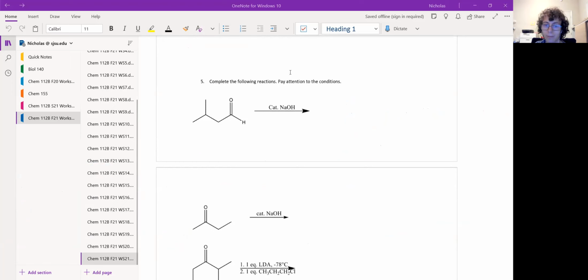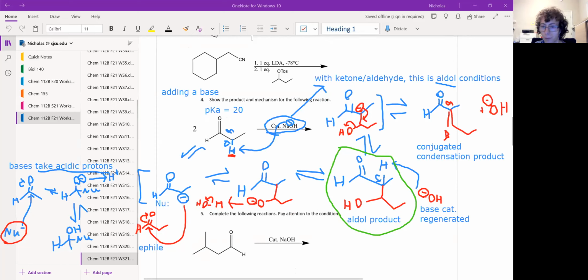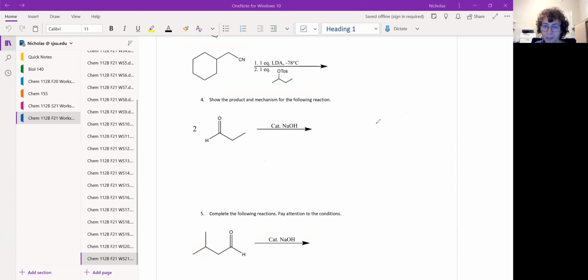Actually, kind of missed one of the most important parts. Screen is a bit crowded, so I'm going to erase this and I'll just draw the 2 products that we got at the end. So these were the 2 products we got.